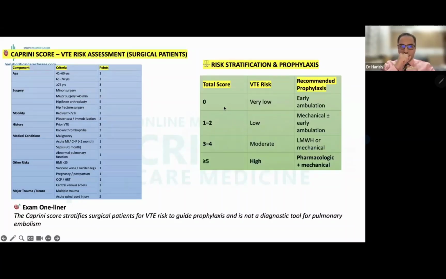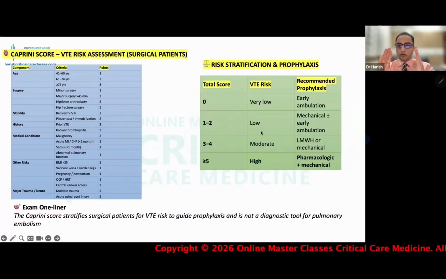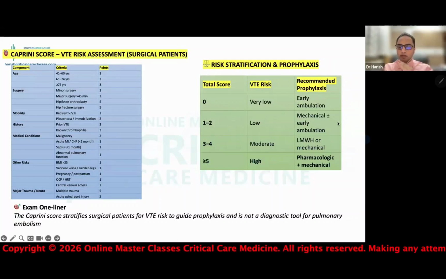So it gives the point. Depending upon what component we are using, if the total score is 0, it is very low risk for VTE. Early ambulation is sufficient. 1 to 2 is low risk for venous thromboembolism. Mechanical plus or minus ambulation is okay for DVT prophylaxis.